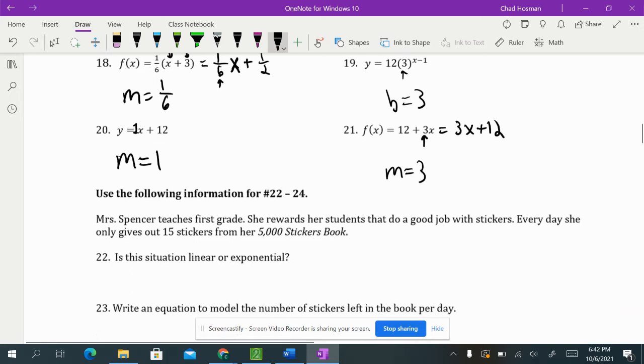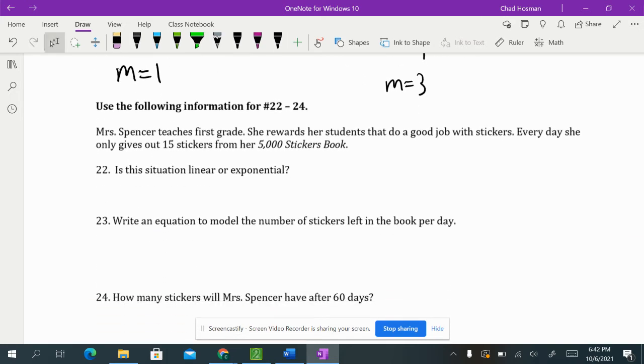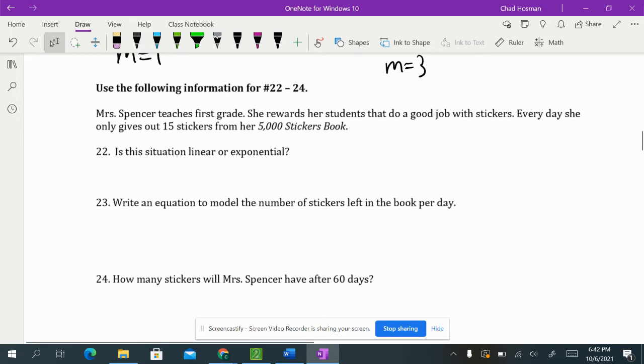So let's keep going. All right, so 22 to 24, we're using the following information. It says, Mrs. Spencer teaches first grade. She rewards her students that do a good job with stickers. Every day she only gives out 15 stickers from her 5,000 stickers book. Is this situation linear or exponential? Well, if she's giving out 15 stickers each day, that means it's going down by 15 each day. Since it's being subtracted by 15, we know it's linear, because it's a constant rate of change. It's not being multiplied by anything, so it's not exponential.